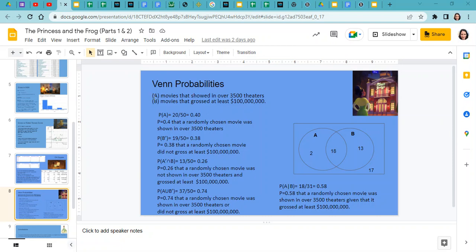So we all are going to have the category A, movies that showed over 3,500 theaters, and B, movies that grossed at least $100 million. And so the first thing we need to do is create your Venn diagram. So we need to know who is in which group there. So we're going to go back to your data and we're going to sort it a little bit.